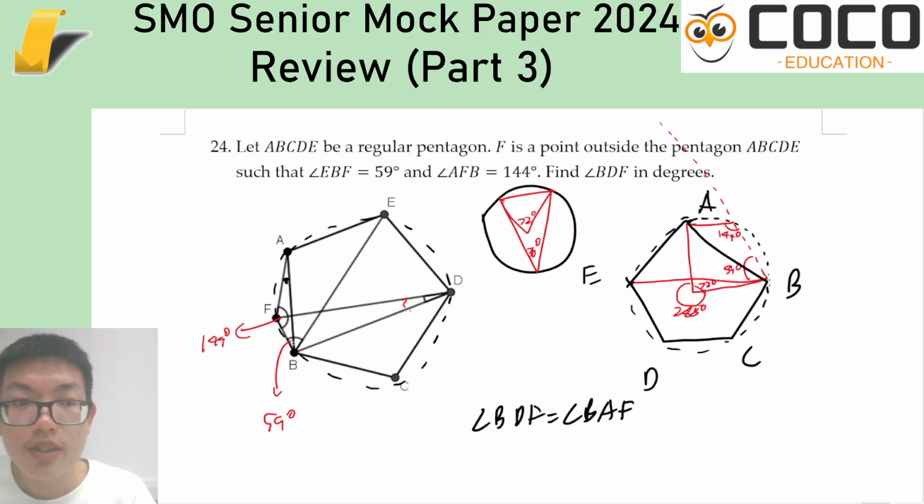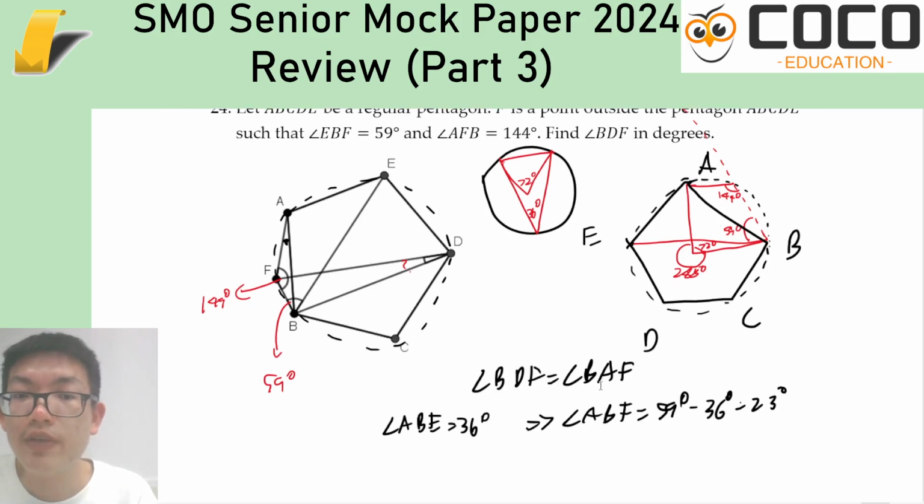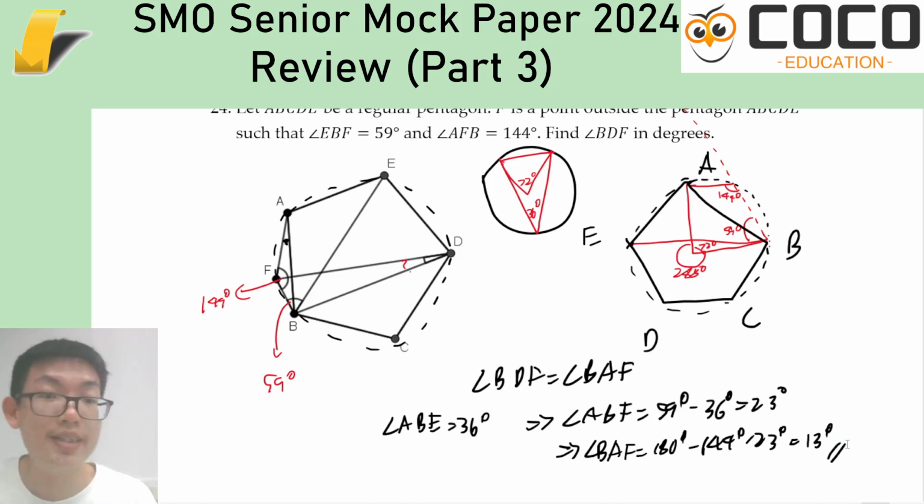ABF, well, angle ABE is going to be 36 degrees, and so angle ABF is 23 degrees, and angle A would be 180 minus 144 minus 23. So 13 degrees would be the correct answer.